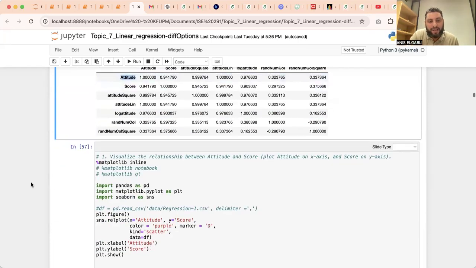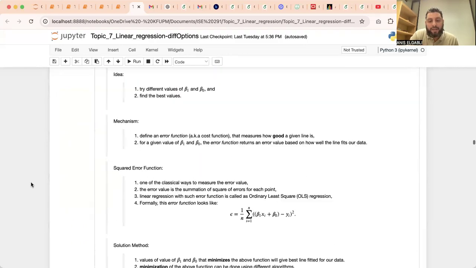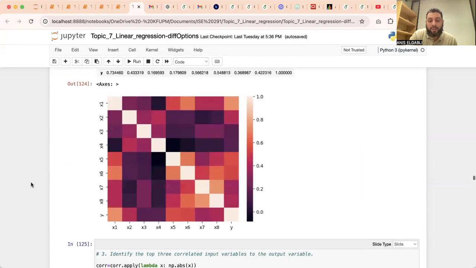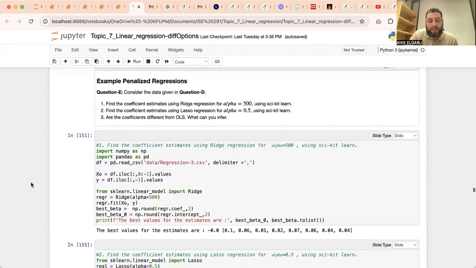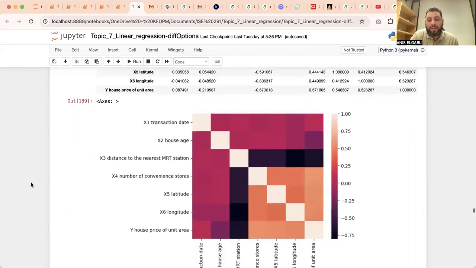So that's the idea behind looking at both the correlation matrix as well as the scatter plots, in order to come up with a conclusion about linearity: whether you go with a linear regressor or beyond that.